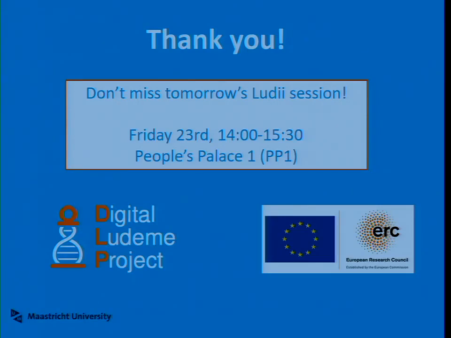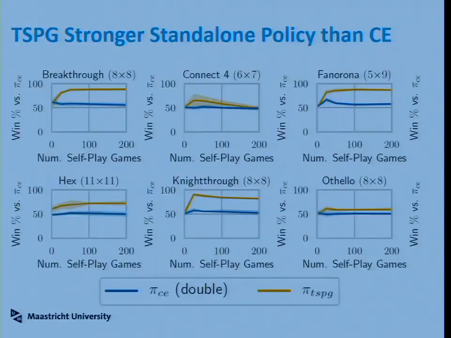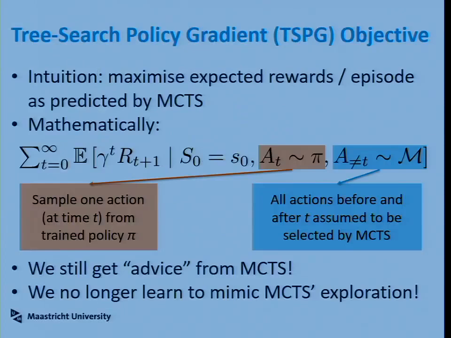Just a very simple question. In one of your slides you say at time t you use the learned policy, and at all other times you use the MCTS policy. Does that mean you're using it just for selection, in other words? It's in the objective function, so it's not how we're actually playing in self-play, but it's just inside the objective function.